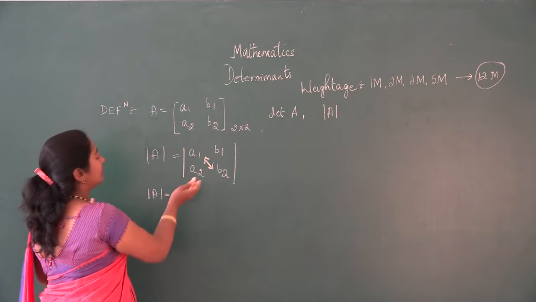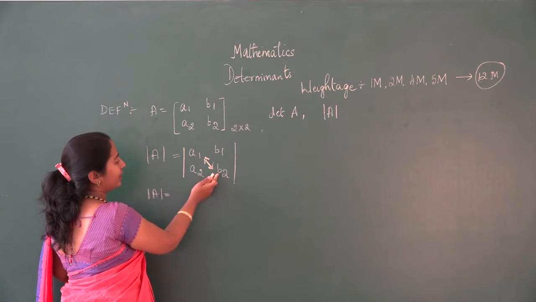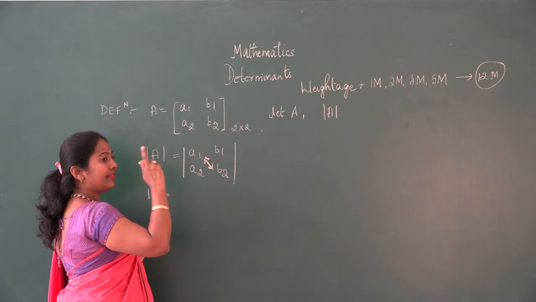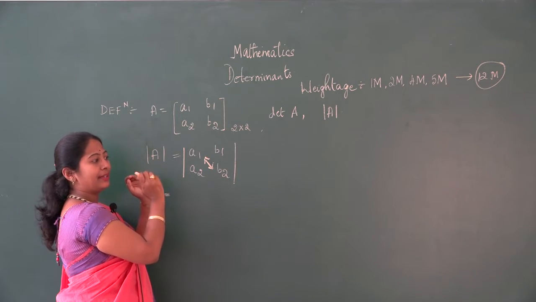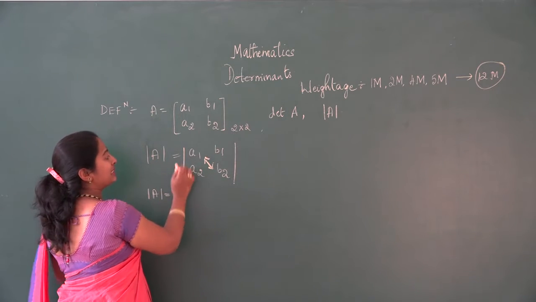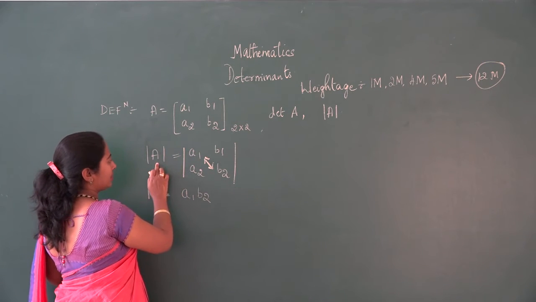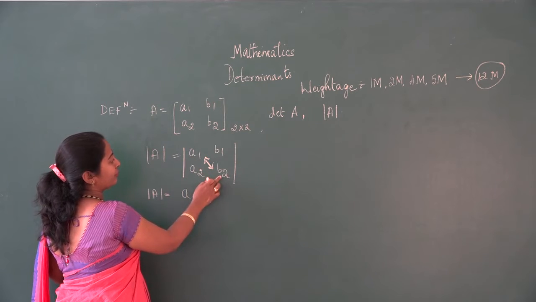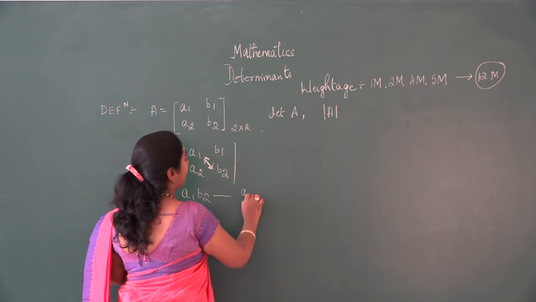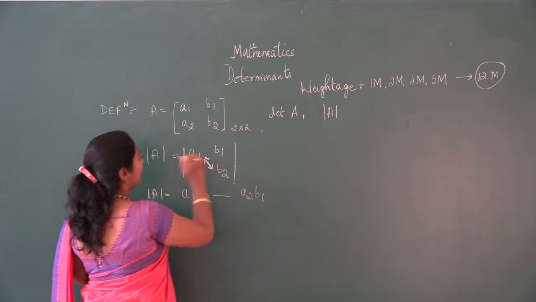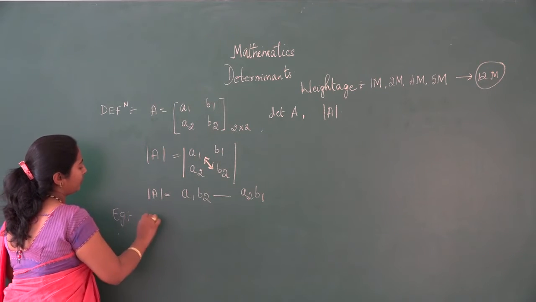So, in this problem, which are the principal diagonal elements? A1, B2. As explained earlier, the elements from the left top corner to the right bottom corner are known as the principal diagonal elements. So, the principal diagonal elements here are A1, B2. The value of this determinant A is defined as the product of the principal diagonal elements minus the product of the secondary diagonal elements, which can be written as A2, B1. We shall explain this with more examples.